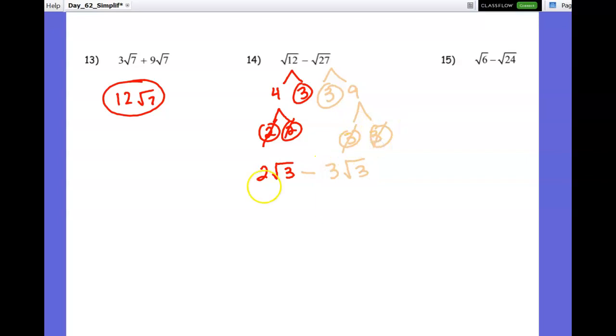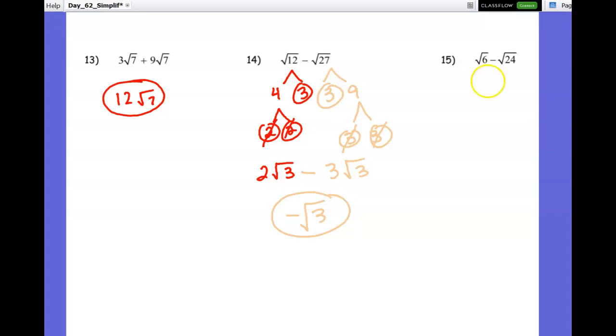Okay, so now when we do that, we end up with the same radicand. We've got 2 minus 3 for the coefficient, which would be a negative 1. So we're not going to write the 1, but we're just going to write this as negative radical 3. Okay, so same with number 15 when we do it.